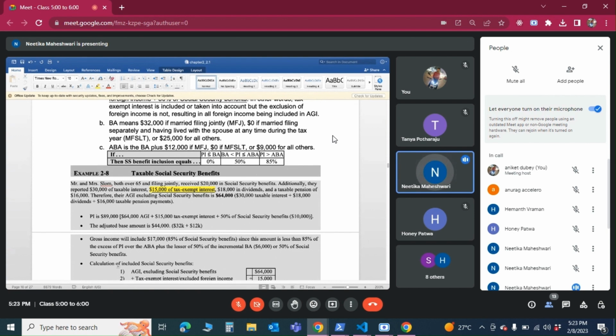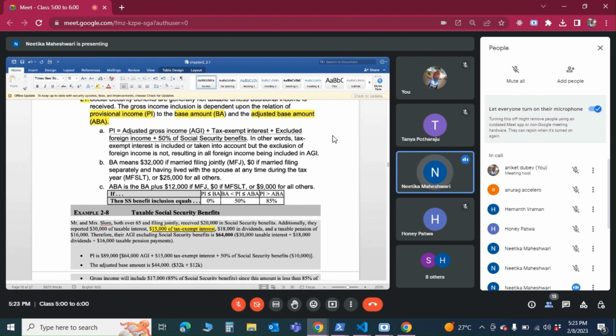But if the base amount is 32,000 and let's say they have no other income, all they're earning is only 20,000 of social security, they're well below 32,000. So the IRS is saying, fine, don't pay any taxes on any of your social security benefit. Go with 0% inclusion. That means you don't have to report anything as taxable.